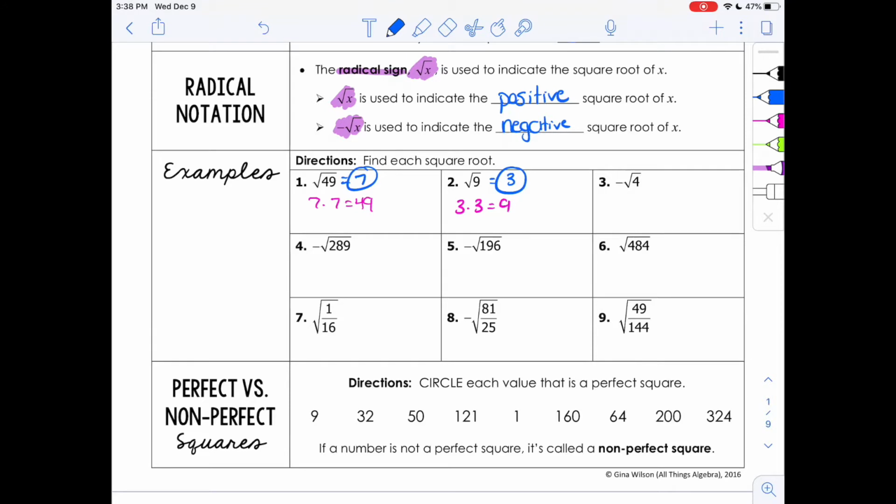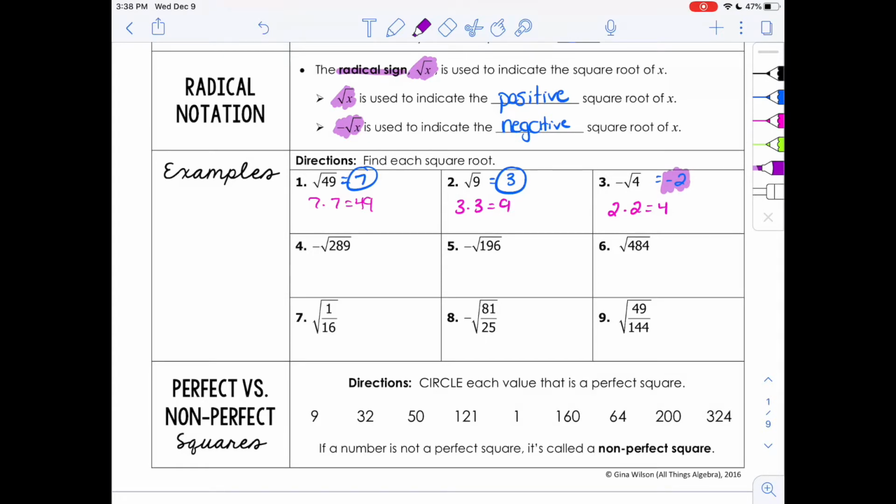Now with the negative square root of 4, we want to kind of imagine that the negative's not there. So 2 times 2 is 4. So the square root of 4 equals 2, but then you have the negative sign on the outside. So the negative square root of 4 is negative 2.